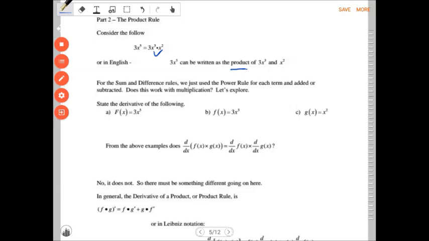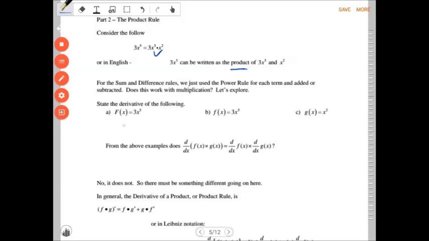Now, last section for the sum and difference rules, we just used the power rule for each term and then added or subtracted the individual derivatives. Okay, let's see if this works for multiplication. So that would be taking the derivative of each chunk and then multiplying and see if it equals. Okay, so let's have a look at the three individual parts to that above equation. So 3x to the fifth. So let's see if we can find the derivative of that.